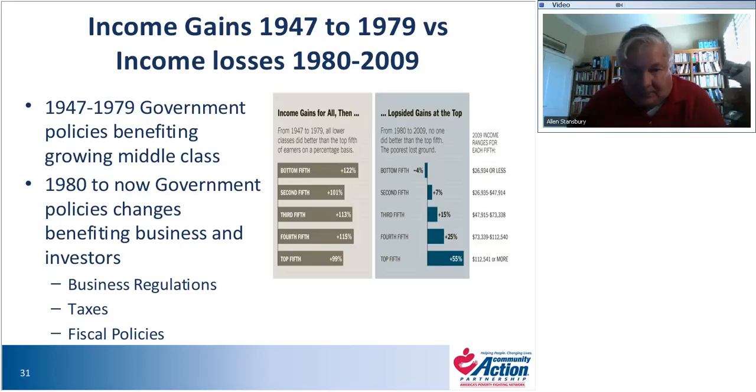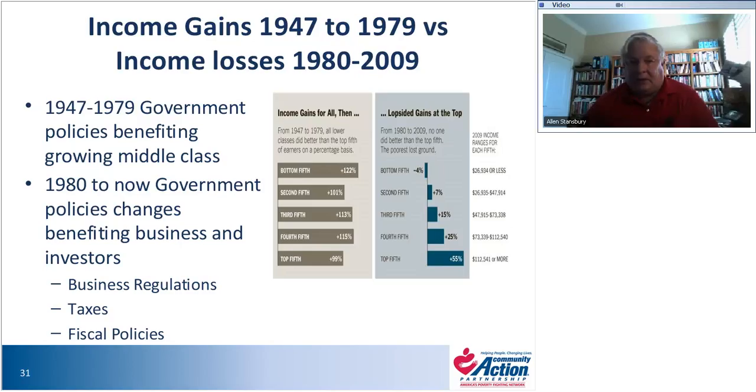And it just shows you how the gains were. Down at the bottom, the gains were only 122%, where the top had a 99% increase, but the fourth 20% was 115%. And again, looking at the graphic, lopsided gains at the top, the bottom fifth lost quite a bit, and the top gained quite a bit. That's just the difference in our government regulations, the tax policies, and the fiscal policies.